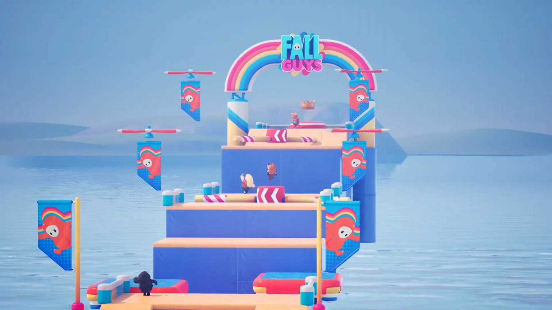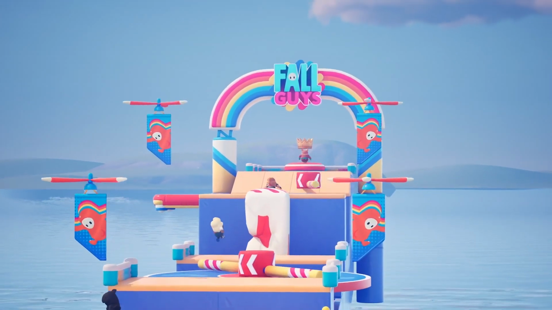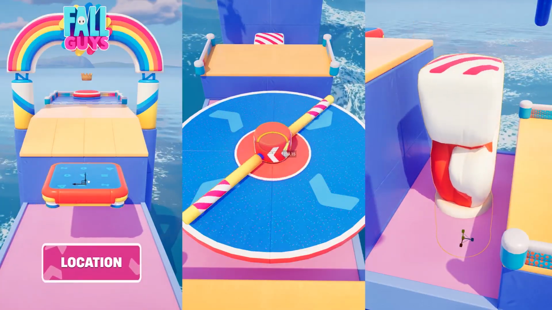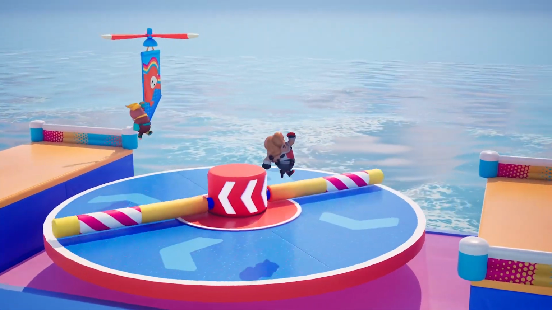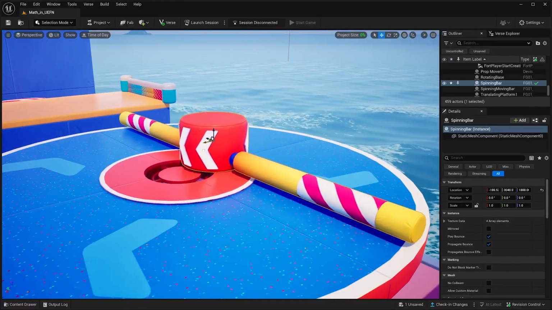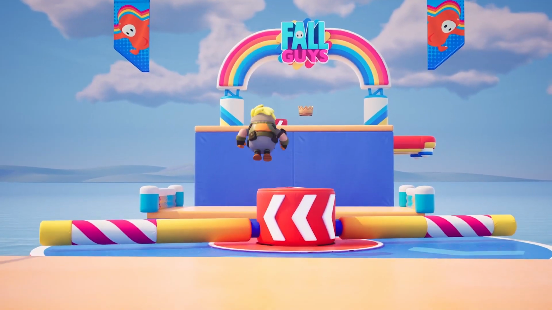Hey creator! This 3-part mini-series will go over the 3 transform properties: location, rotation, and scale. In the context of an obstacle course, the transform properties are what you manipulate to create dynamic and engaging gameplay.